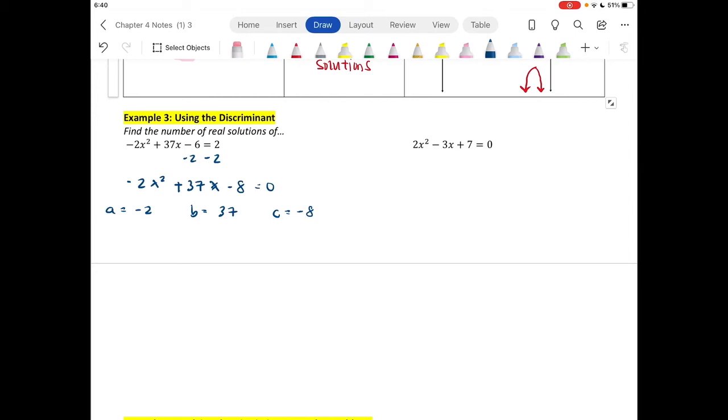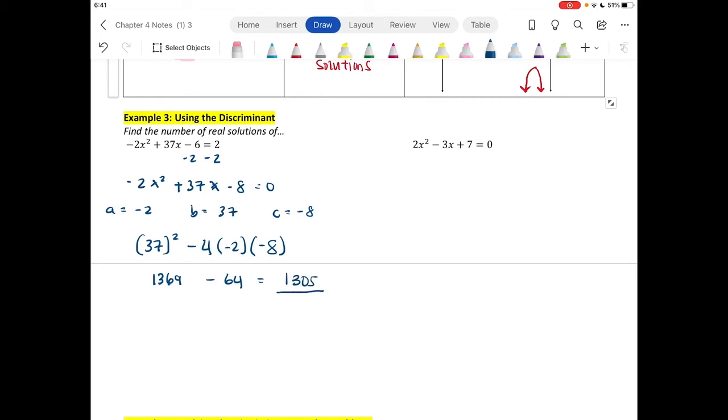Again, always remember to include the sign of the number. Now we can plug this into the discriminant, which tells us we need B, which is 37, all squared, minus 4 times A, or -2, and C, -8. This becomes 1369 minus 64, which is 1305.